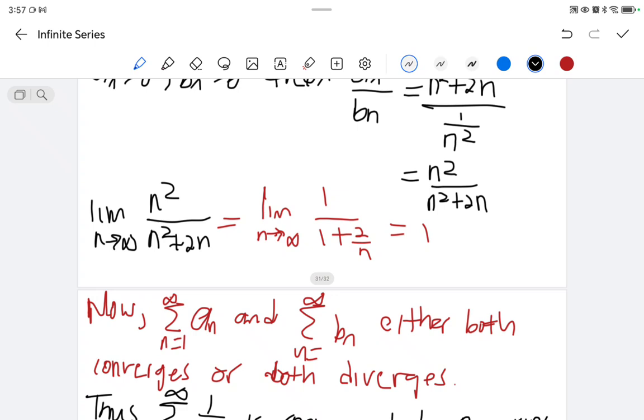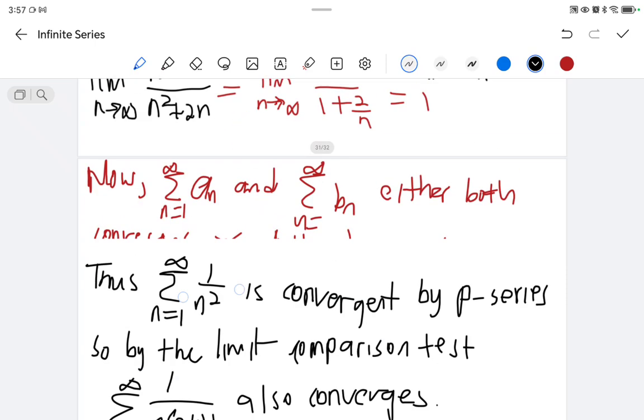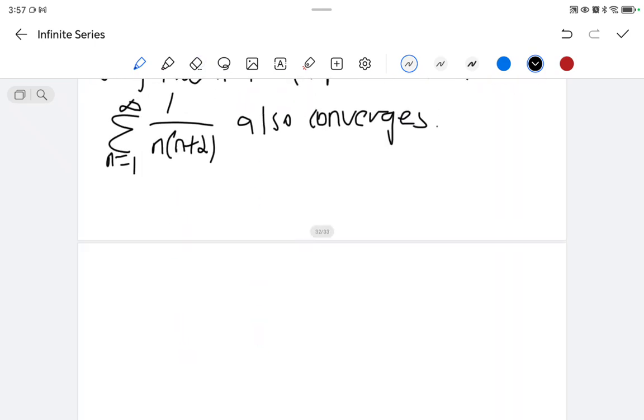Then I think let's start with the ratio test, right? So let's start with the ratio test. Oh yeah, I think, but it's fine. We can start with the alternating test. The alternating series.